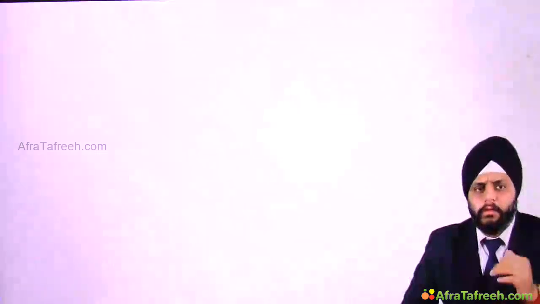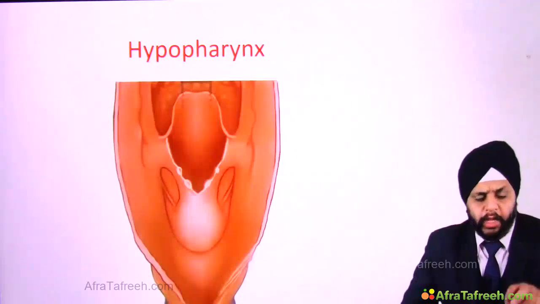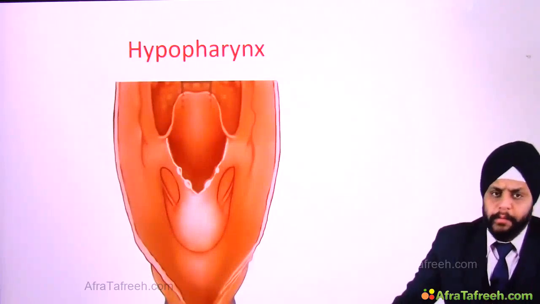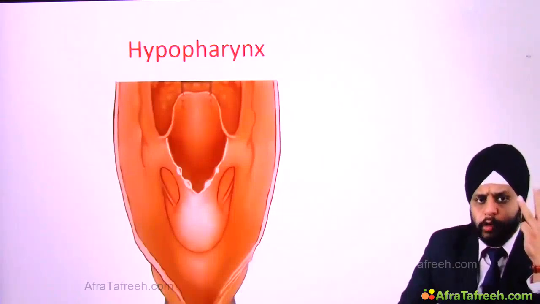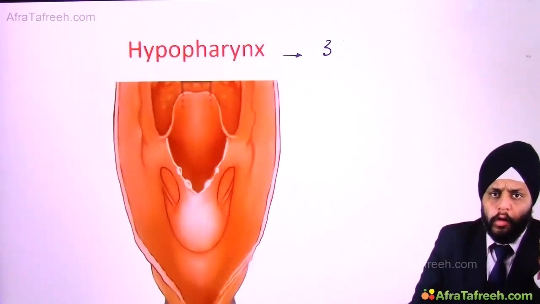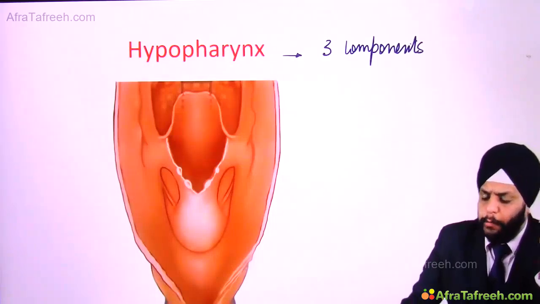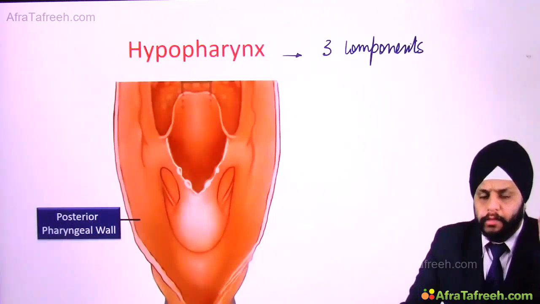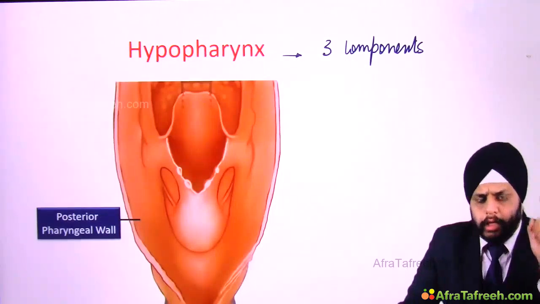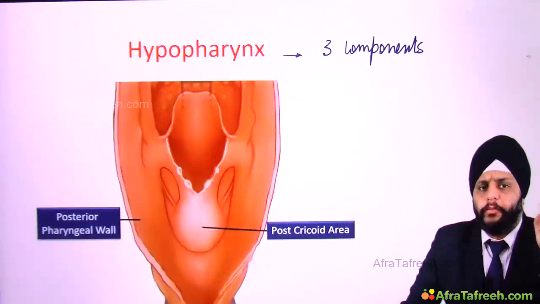So let's look over here in this diagram. I have further magnified that image and we can see the hypopharynx. Now let's look at this hypopharynx. Remember, the hypopharynx consists of three components. What are the three components of the hypopharynx? Number one component is the posterior pharyngeal wall. The second component that you can see is the post-cricoid area.